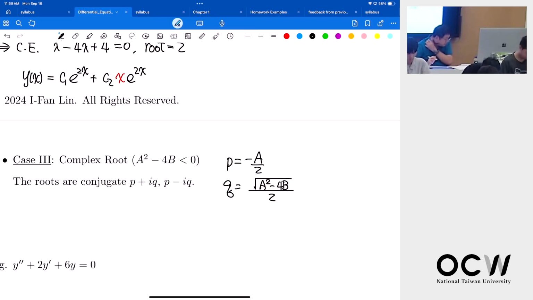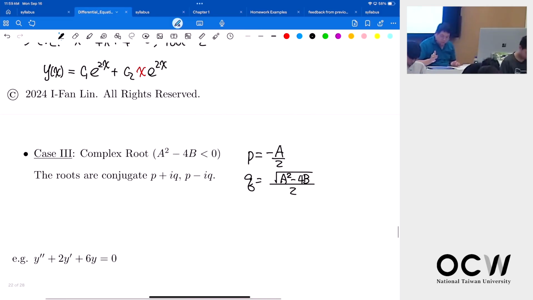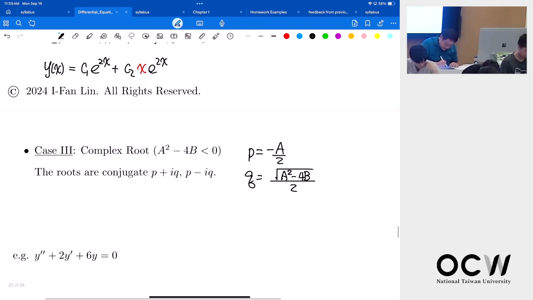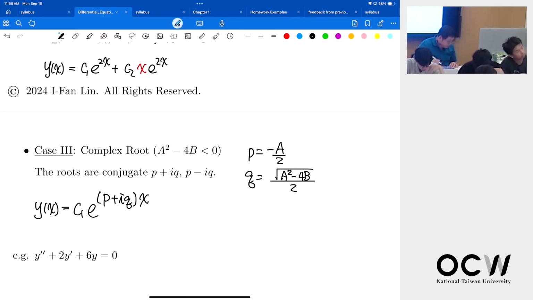Okay. And since those two roots are distinct, my solution is just C1 y1 plus C2 y2. Your y1 is e to the (p plus iq)x, and the other one is e to the (p minus iq)x. Okay, that's your general solution.